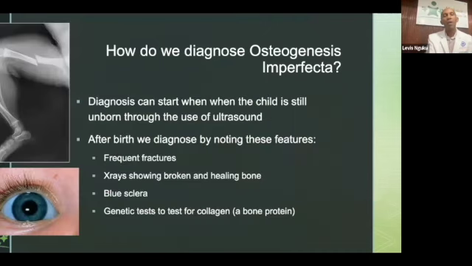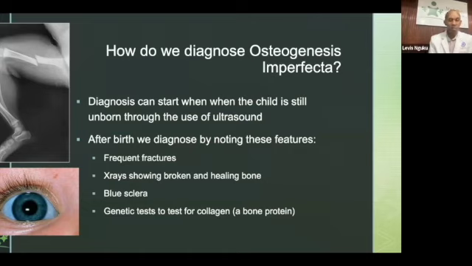How do we diagnose? Diagnosis can actually start from before the child is born, and usually it's by the use of an ultrasound. Using the ultrasound, we're able to see whether there are already some deformities that have happened within the womb, or if there is even a fracture. Because remember, we said the very severe type 2 has fractures even within the womb, and those are noticeable on ultrasound. After birth, which is where we diagnose most of ours, they tend to come with frequent fractures.